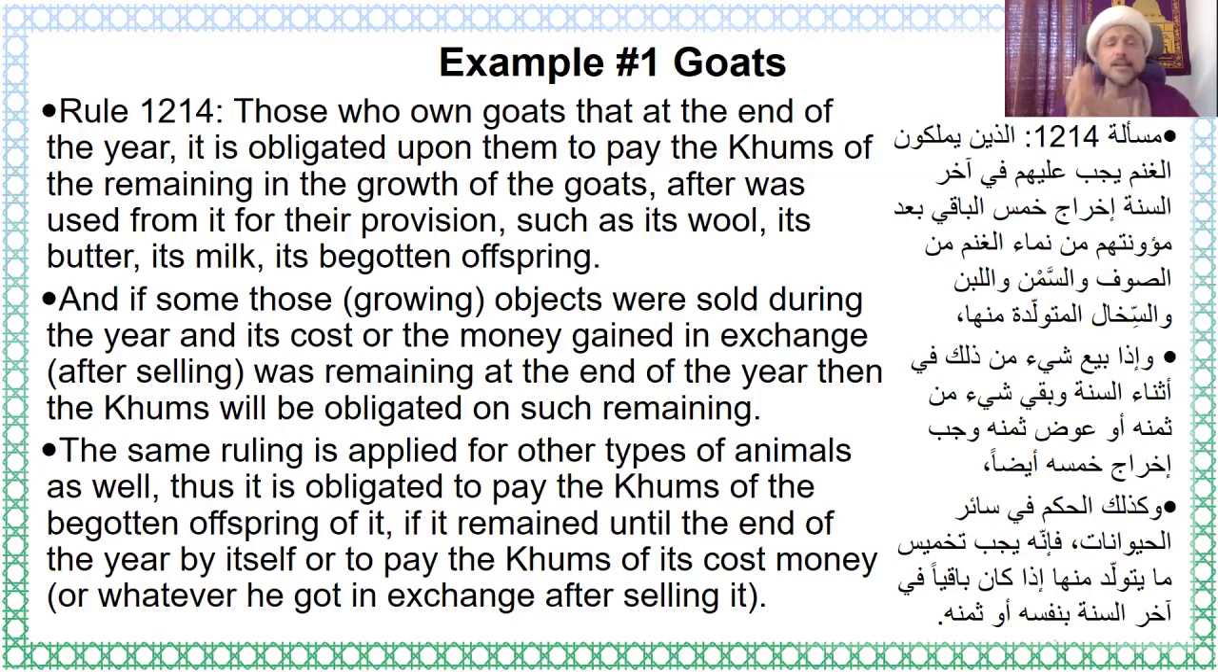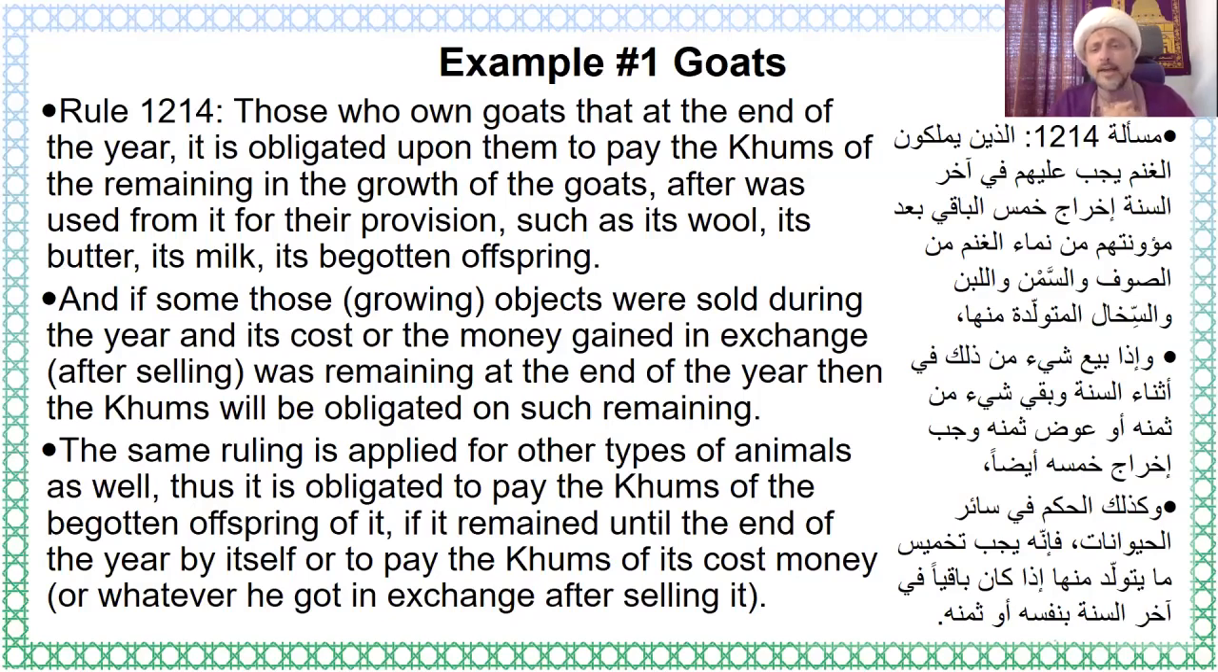Let's say some of that money was remaining, you will pay the khums of it because it's your annual income, yearly income. At the end of the year, if anything is remaining, either extra things from the goat, or the money after selling these products, you have to pay the khums of it.